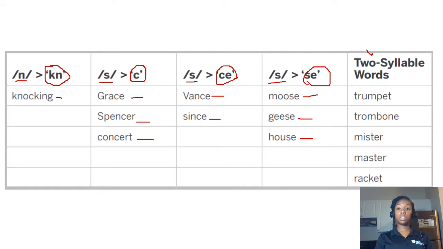Two-syllable words. Trumpet. Trombone. Mister. Master. Racket.